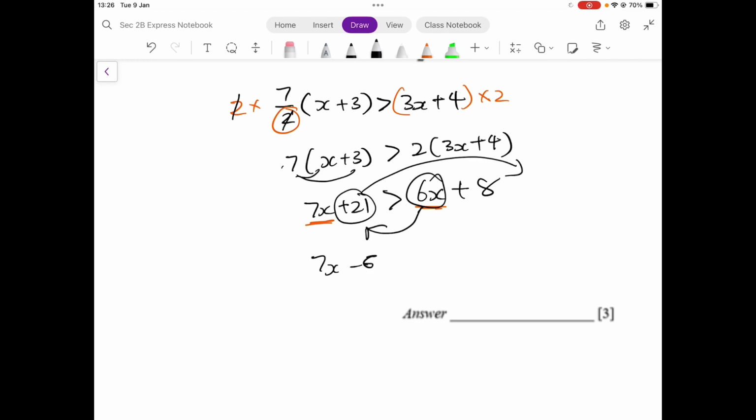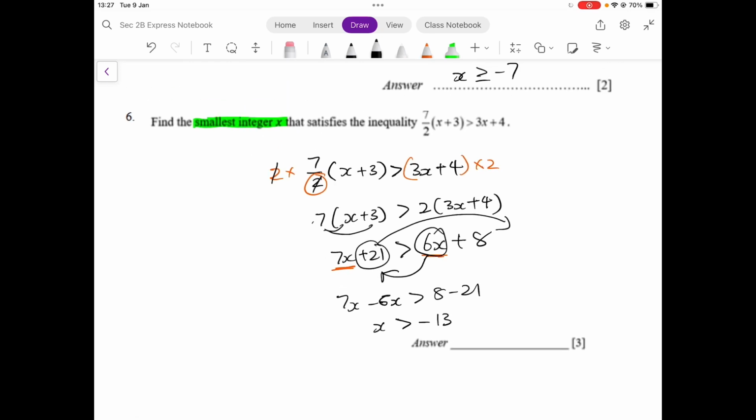7x minus 6x, 8 minus 21. So x more than minus 13. Okay, but we want the smallest integer of x, so it is minus 12. Because it did not state whether it's positive or negative, but this is more than minus 13, right? So our answer is minus 12.